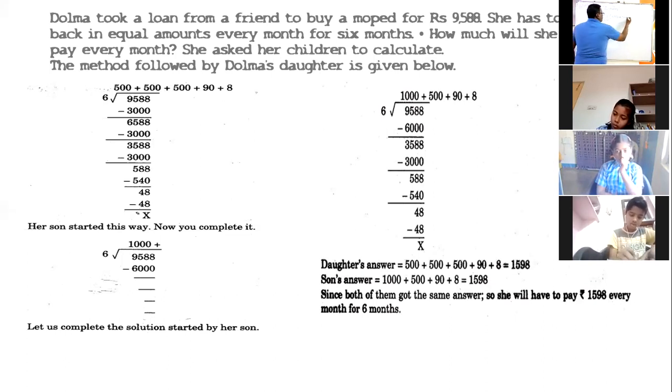Now 6 is there. Next, how to do it? If I take 100, it becomes 600, but 600 is more than this. So instead of 100, I can take a smaller number. I can take 90, I can take 80, anything you can take. 6 8s are 48. So add everything, and you will get the answer.